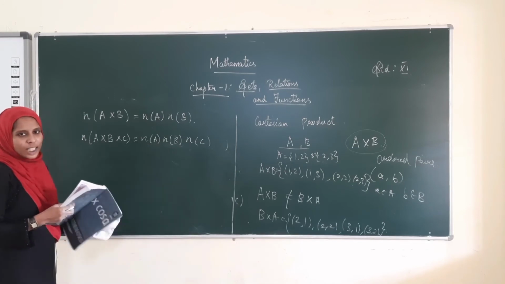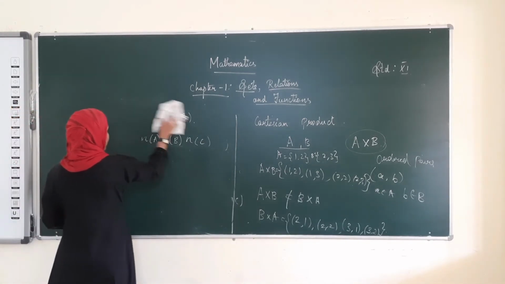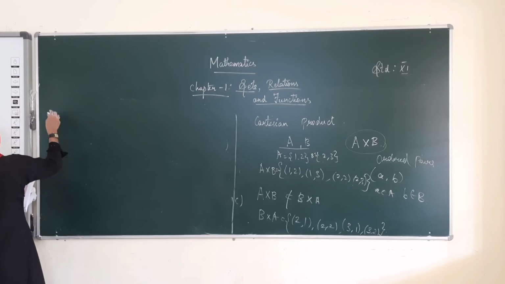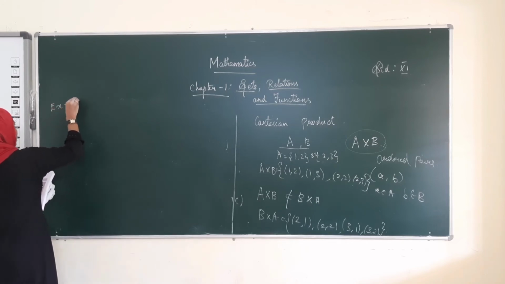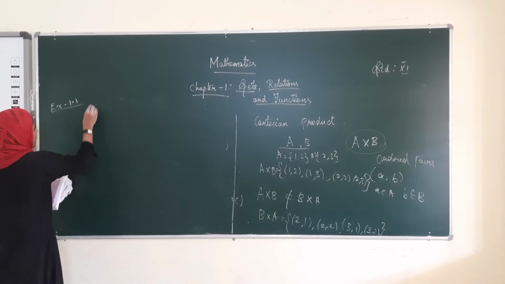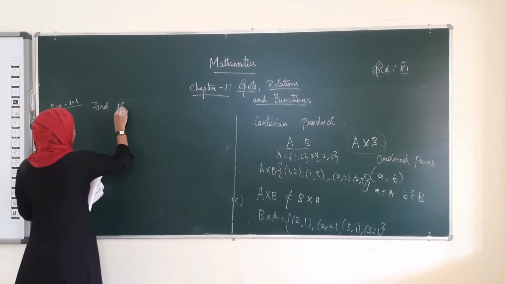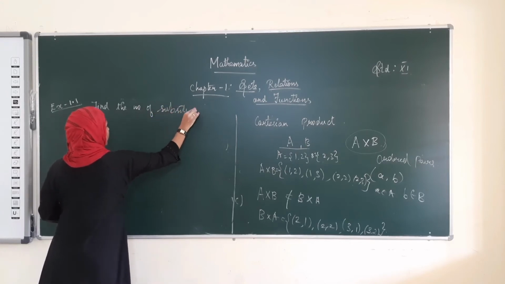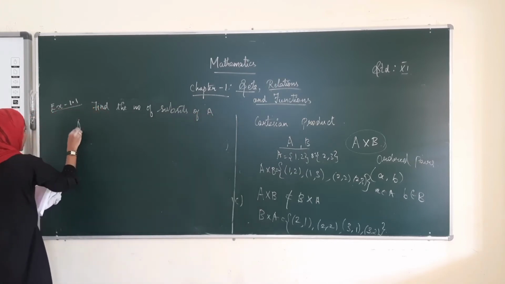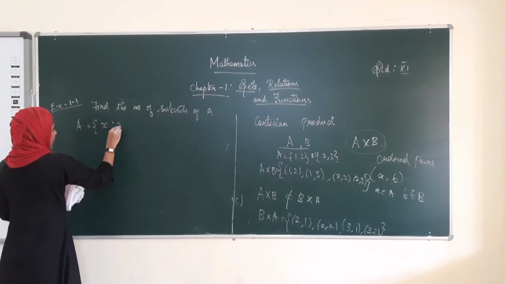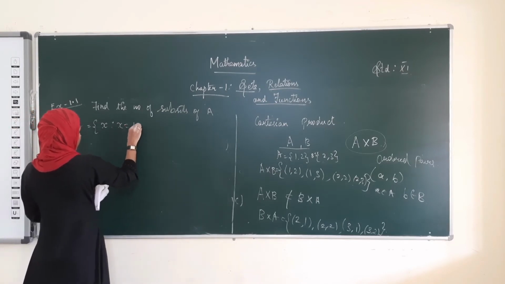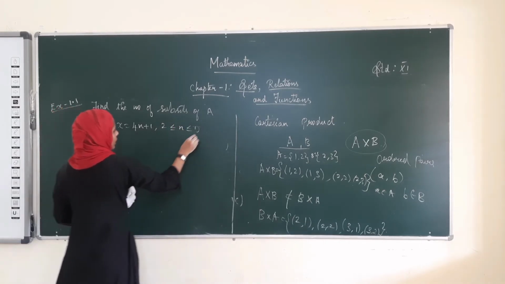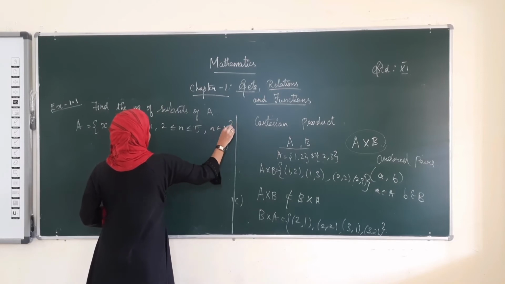Now we are going to move on to the examples. See, what is the first example they have given? You have to understand it clearly, then only you can do the examples. Example number 1.1. Find the number of subsets of A if A is equal to {x such that x = 4n + 1, 2 ≤ n ≤ 5, n belongs to natural numbers}.